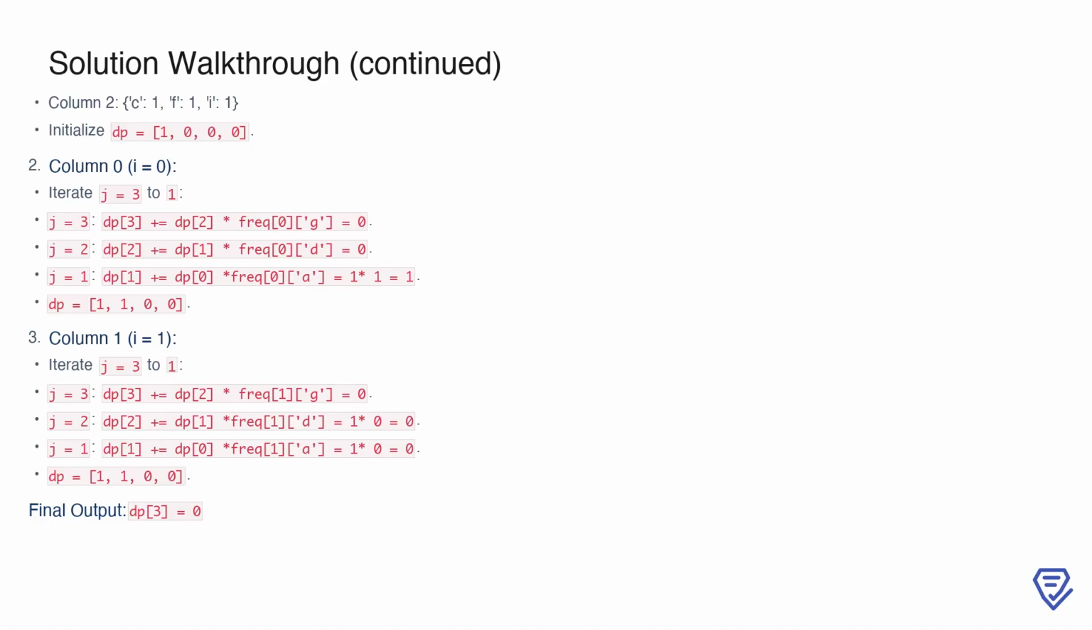In column 1, none of the target characters match the frequencies, so dp remains unchanged. Finally, in column 2, the target characters also don't match, leaving dp as 1, 1, 0, 0. The final output for this example is dp[3], which is 0. Meaning it's not possible to form adg using these words.